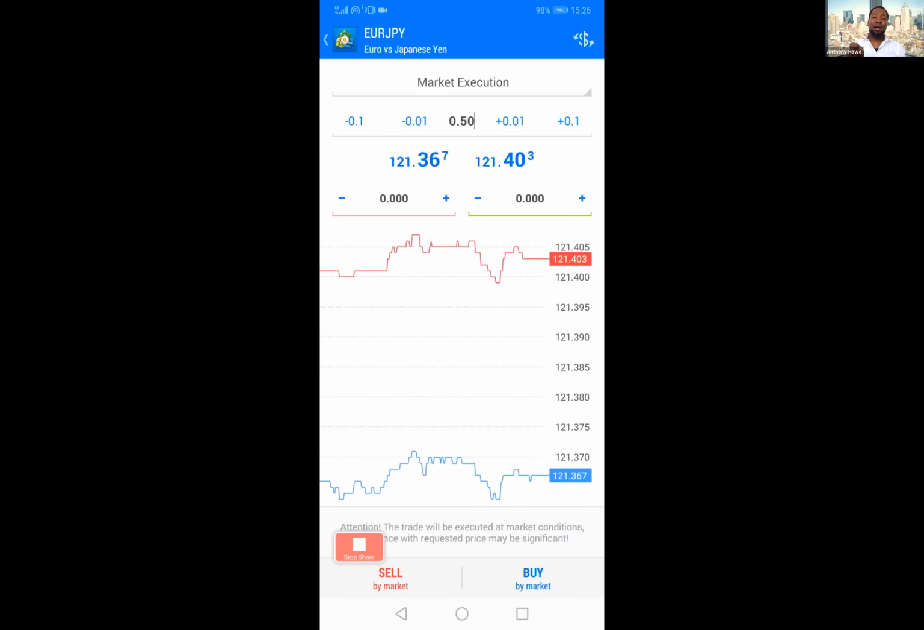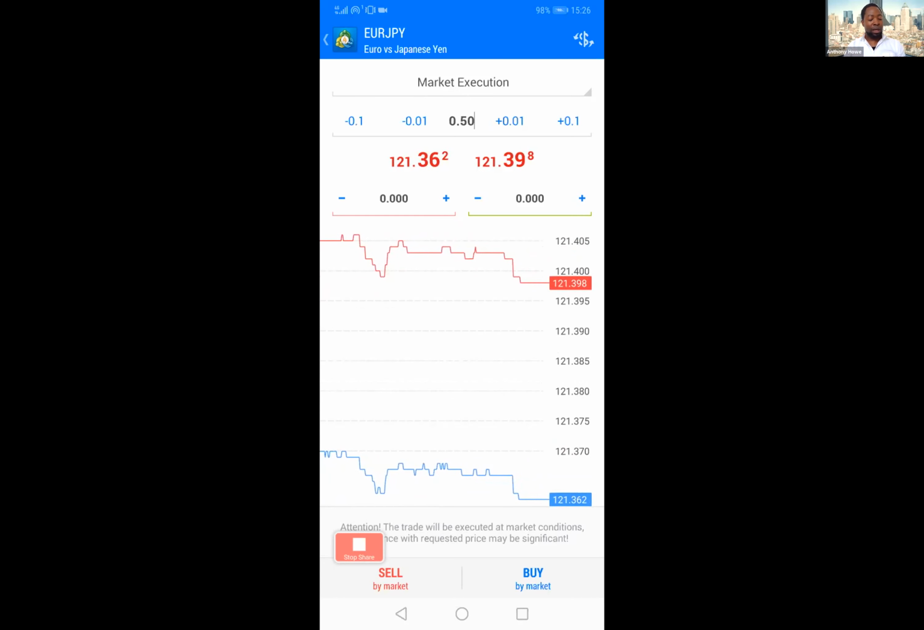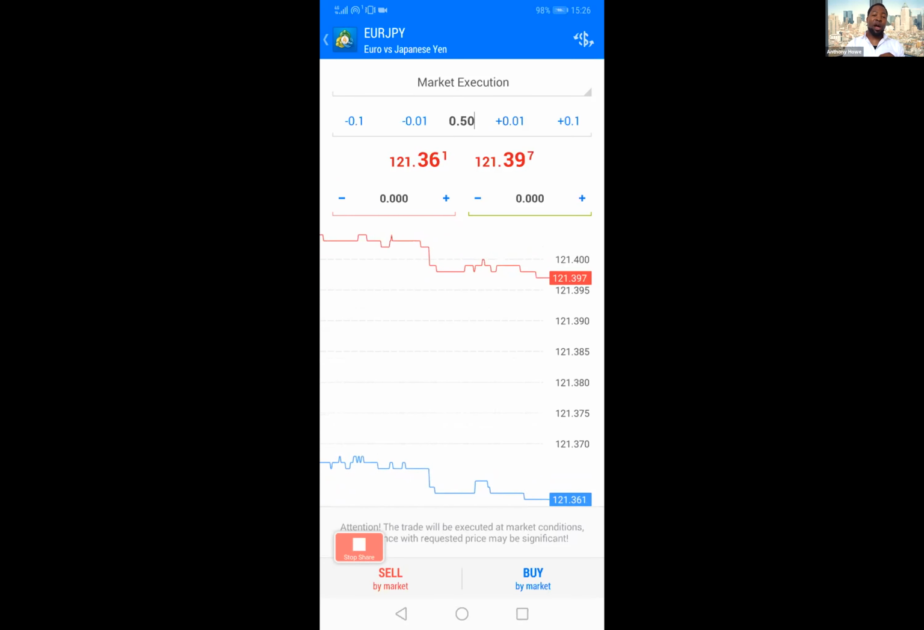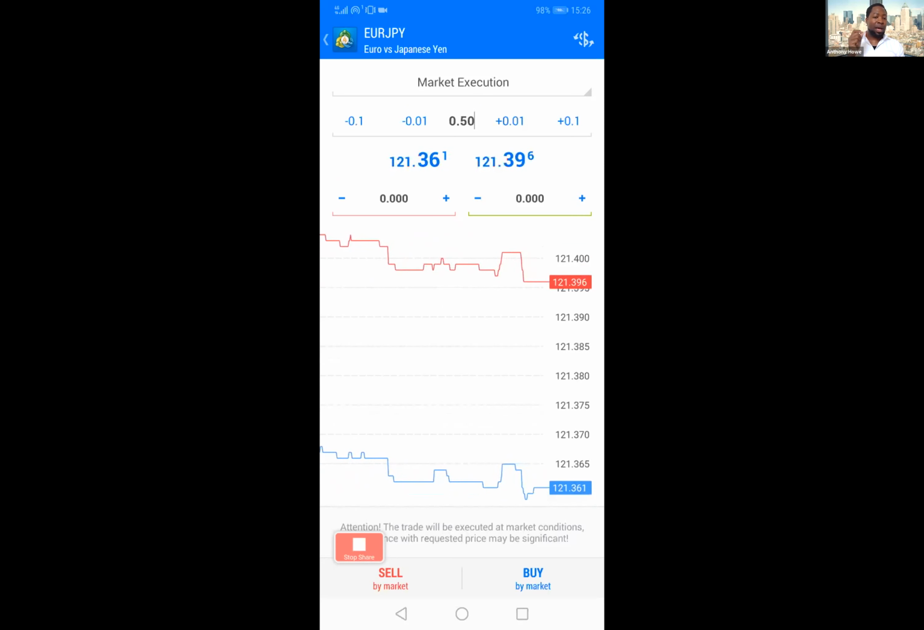This is called a lot size, slightly different to the way that you'd normally write out currency. Let's say I'm trading in pounds. If I'm trading in pounds, then this looks like it says 50 pence. Or if you trade in dollars, it looks like it says 50 cents. Well, in fact, this is actually $5, and not 50 cents.